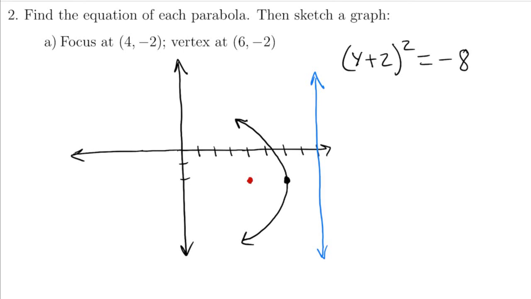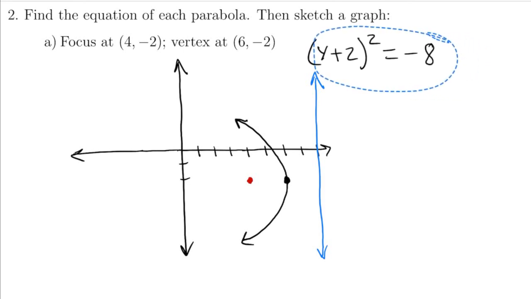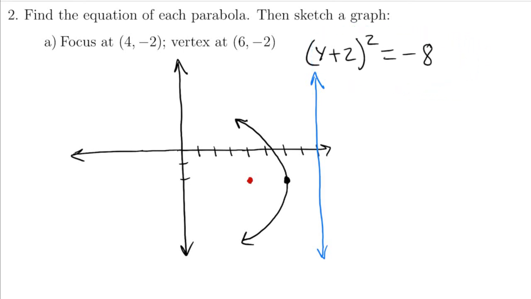And now let me move this a little bit to make a little bit more room here. So I have -8, and then I have x minus h. So what is my h? Well, that's the x coordinate of the vertex. That's 6. And that should be it for the equation of this parabola.